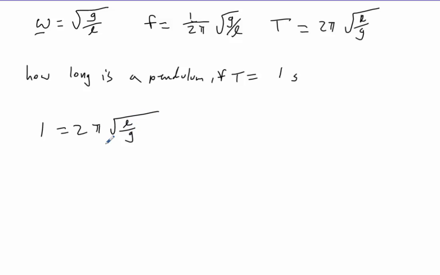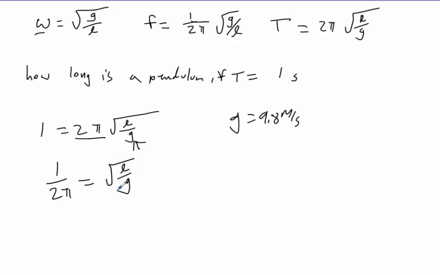Alright, and I'm solving for L, and I know g, because we're on Earth, g equals 9.8 meters per second per second. So first thing to do is probably divide by 2 pi. So now I have 1 over 2 pi equals the square root of L over g. Now I want to square both sides, so square this side, square that side, and that gets me 1 over 4 pi squared equals L over g.